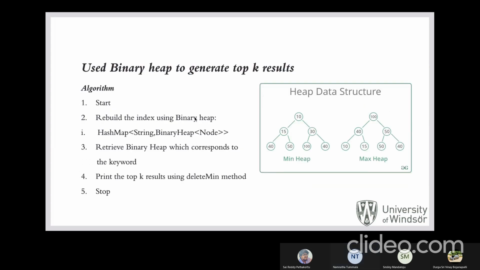Next, to generate the top results, we have used a binary heap. The algorithm of this binary heap is: start, then build the index using the binary heap, retrieve the binary heap which corresponds to the keyword, print the top k results using the min method, and stop.